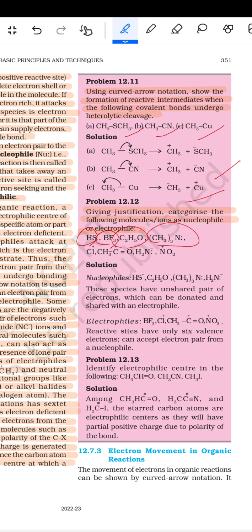(CH3)3N or the Cl plus, CH3COCH3 or the NH2 minus, CH3CONO2 plus. So nucleophiles: HS minus, C2H5O minus, (CH3)3N, or NH2 minus. These species have the unshared pair of the electrons which can be donated and shared with the electrophile. Electrophiles: BF3, Cl plus, CH3CONO2 plus. Reactive sites have only 6 valence electrons and can accept electron pair from the nucleophile.